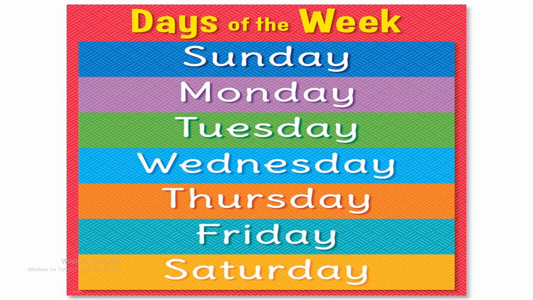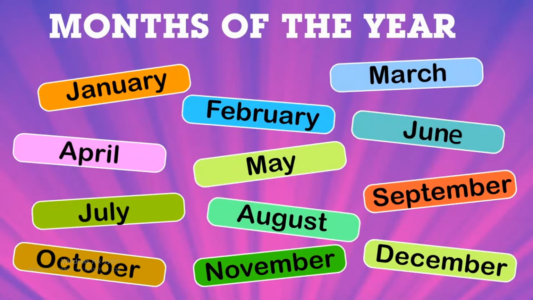Good job. So, what's in a month? January, February, March, April, May, June, July, August, September, October, November, or December? Well done. It's April.